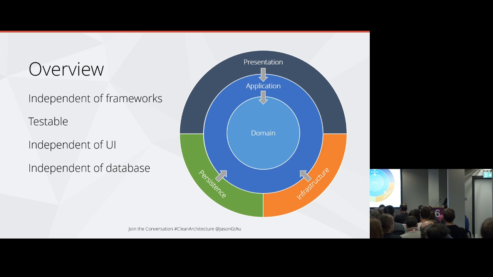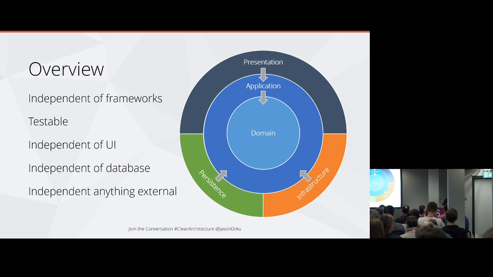It's also independent of the database. So we use SQL Server, we use Postgres, we use Oracle, but eventually we're going to be switching to Cosmos DB because it does everything. And it's independent of anything else external. In fact, core doesn't know anything about the outside world. And that's what makes clean architecture great.